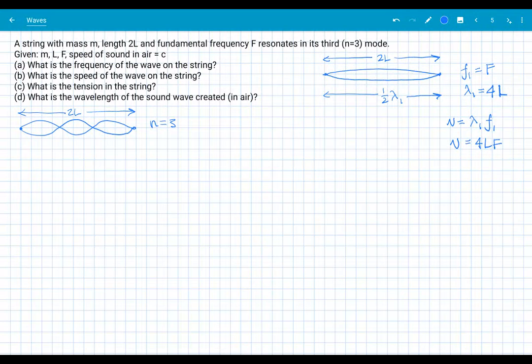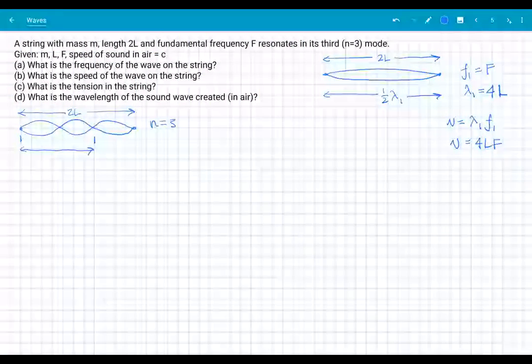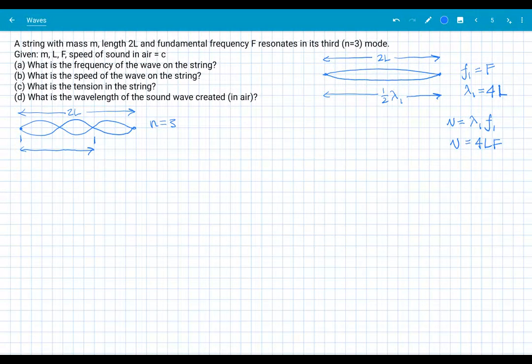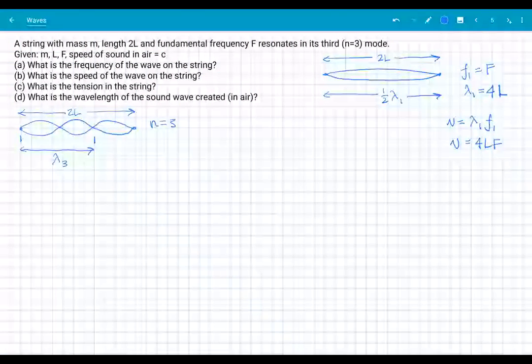It's still 2L. And here, I really encourage you to say, oh, look, here, for instance, is one wavelength, capturing 2 loops, you could say, of the wave. I know I didn't draw it perfectly, but here's basically one wavelength. So this is what I could call lambda sub 3. So it's basically 2/3 of that 2L.